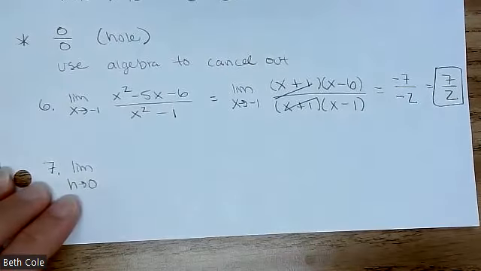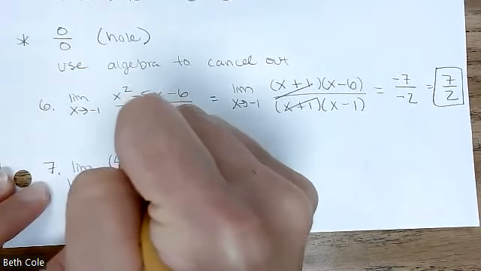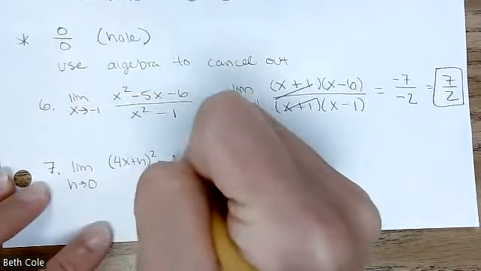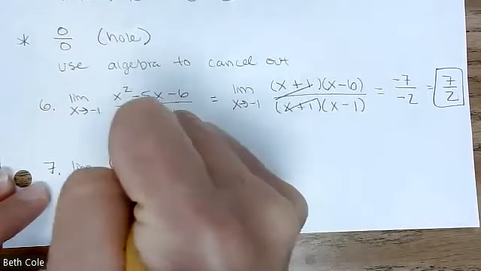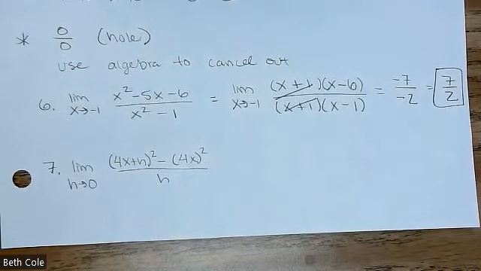And yes, that is an h, not an x. It's just a different letter of the alphabet. So that says 4x plus h squared and then minus 4x squared over h.